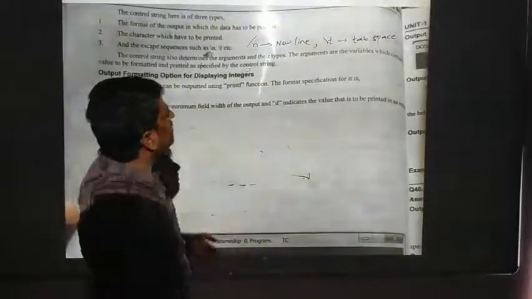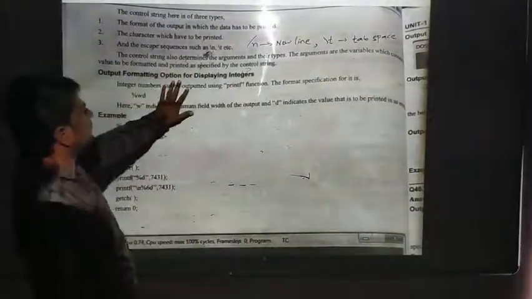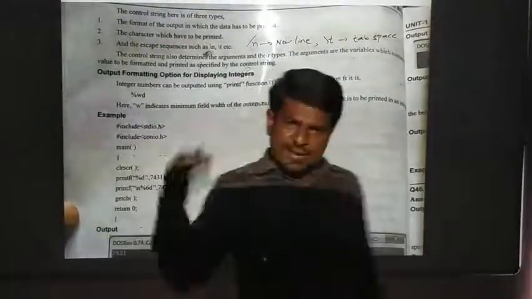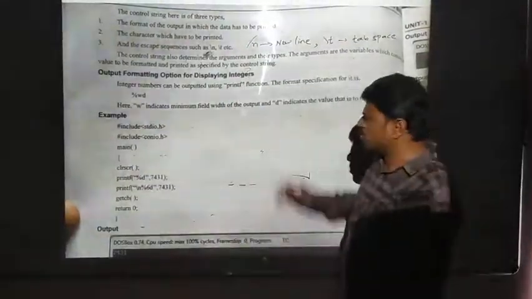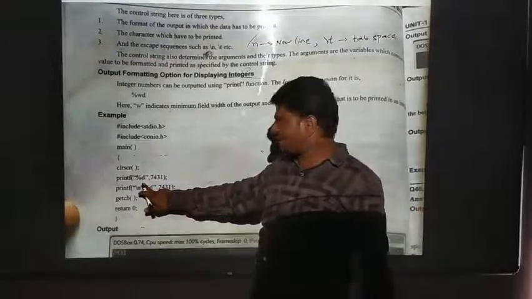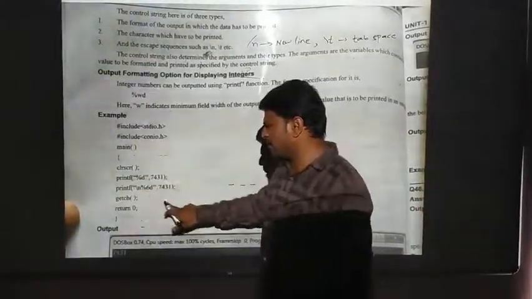The control string also determines the arguments and their types. The arguments are the variables which contain the values to be formatted and printed as specified with the control string. Output formatting option for displaying integers. Similar to what we saw in scanf, here in printf also we will have integer types first. What is the %d we are giving? Directly integer data we are giving. That only we are printing.